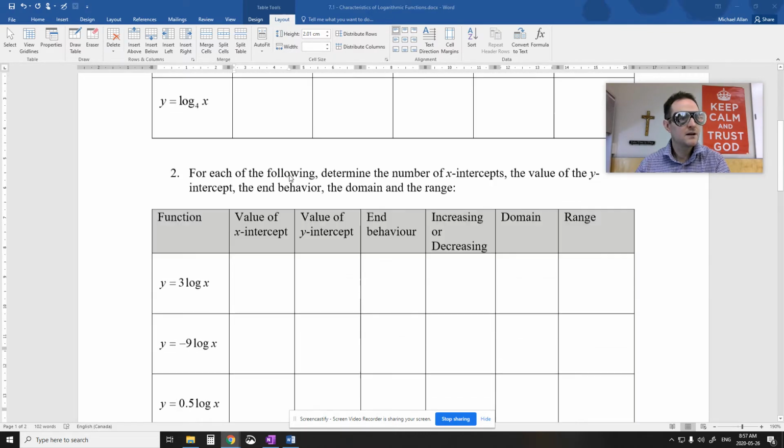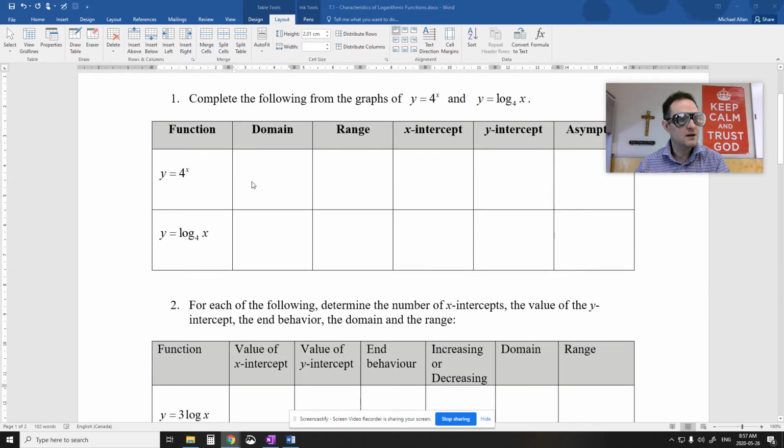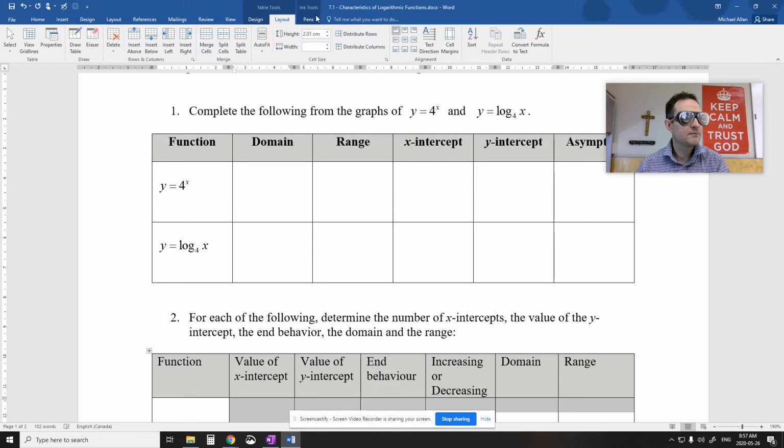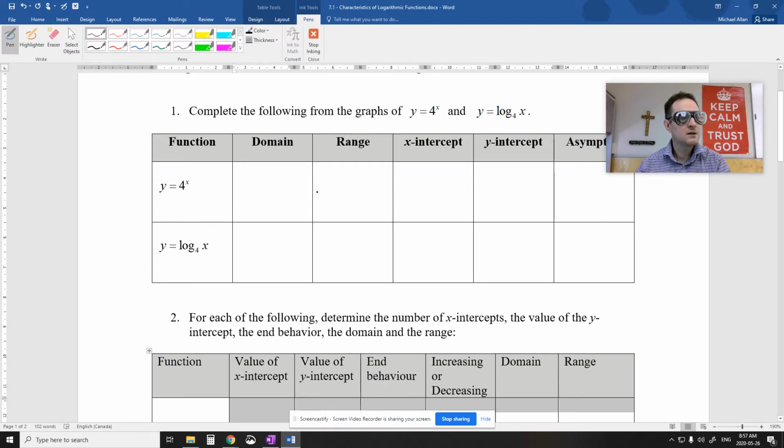So the domain of this is just going to be x ∈ ℝ. And the range of a log graph is y ∈ ℝ. So remember that they are inverses of each other, so the x's and y's will switch their spots. So there is a connection here.